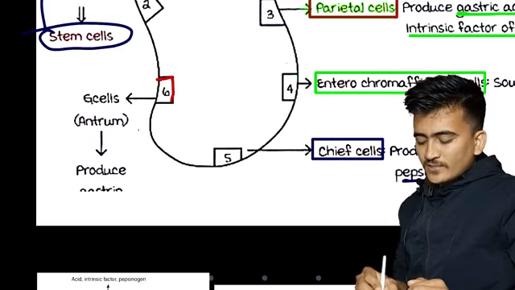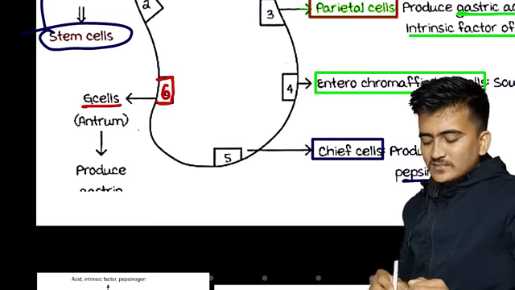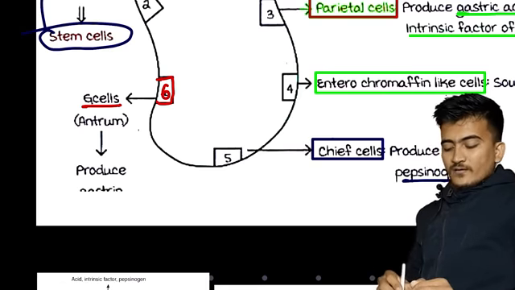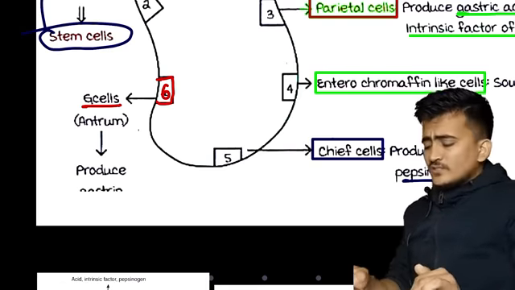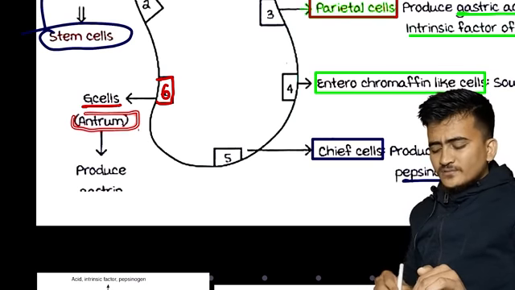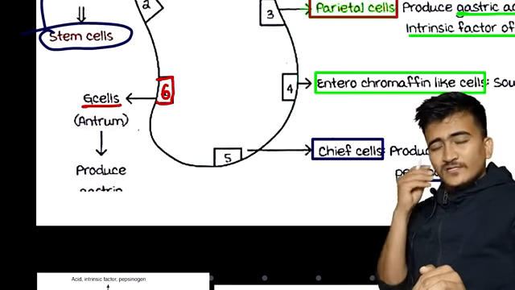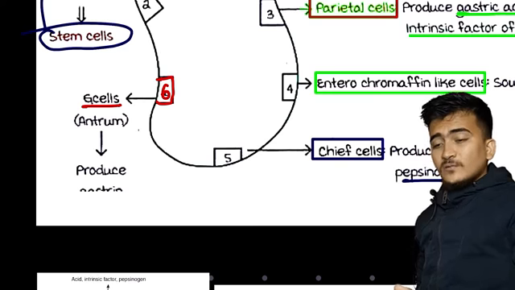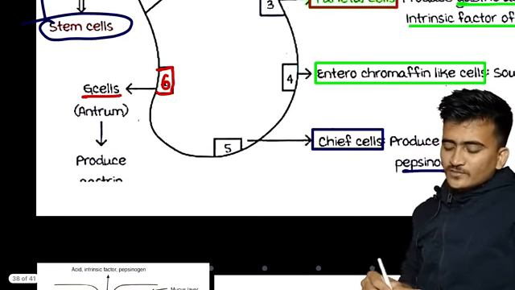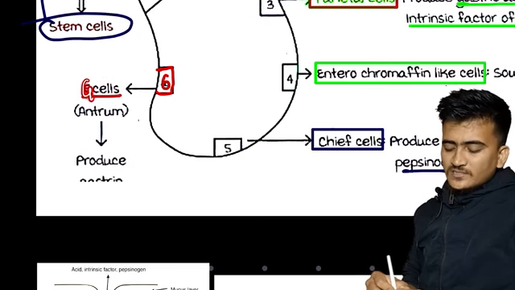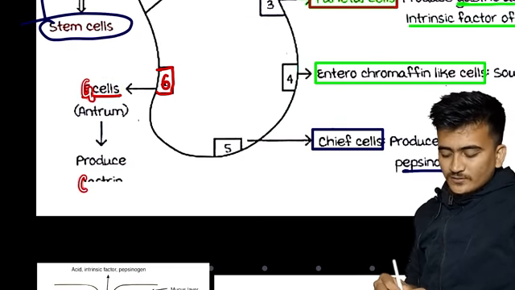So now moving further, we have the last cell, and the last cell is our cell number 6, and that's the G cell. Now these G cells are present in the region of the antrum. Now what is this antrum? The antrum is present in the pylorus region, right? We can say the pylorus or the pyloric antrum also. So what these G cells are doing, as the name suggests, G, these are producing gastrin, right?